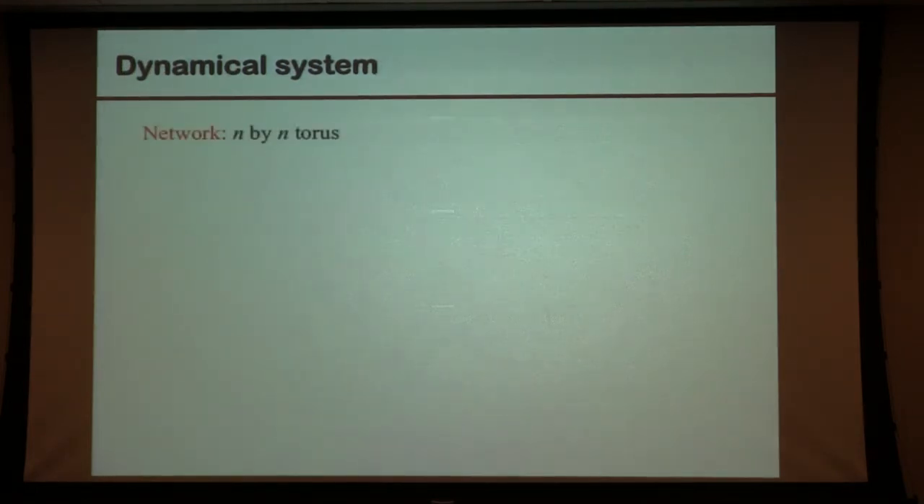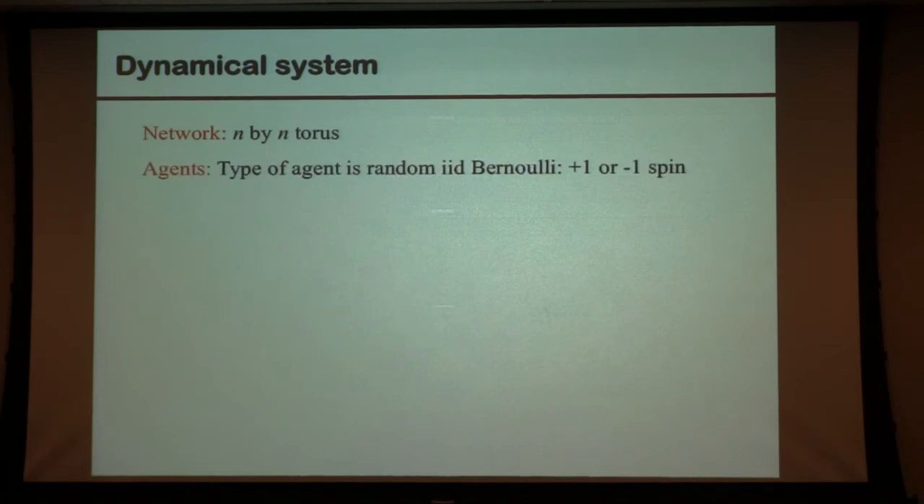You have a network that is a grid or a torus. And each agent is basically either +1 or -1. So red and blue. In the selection mechanics of the red and blue.